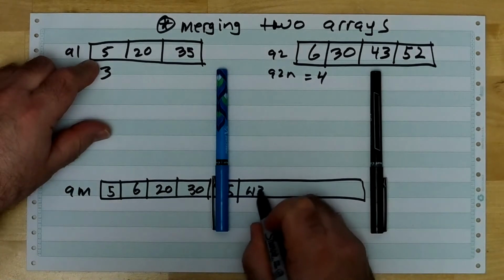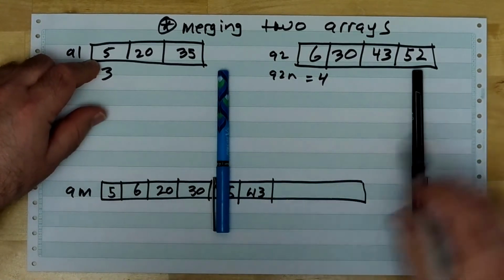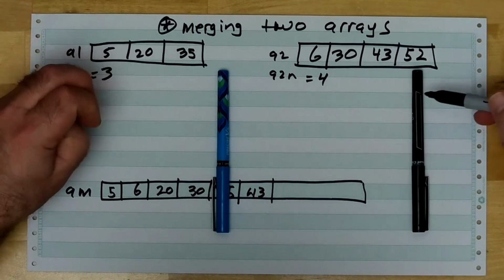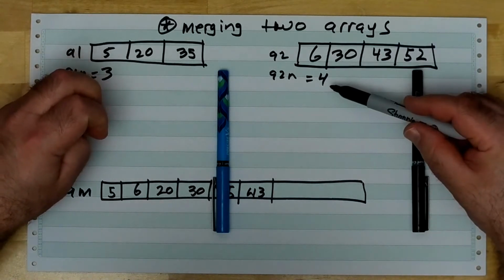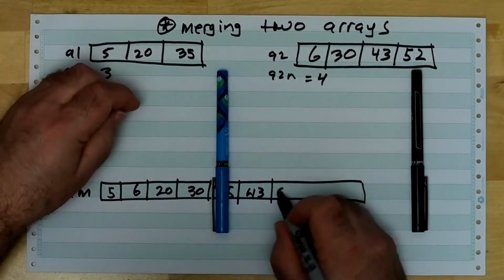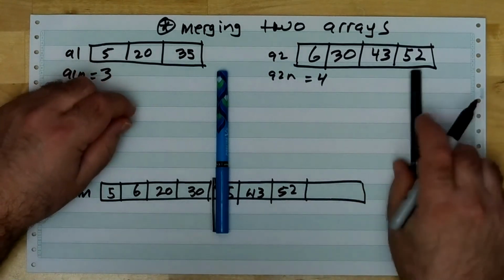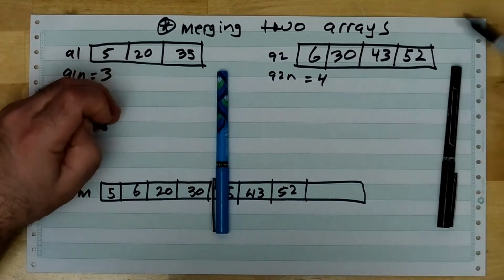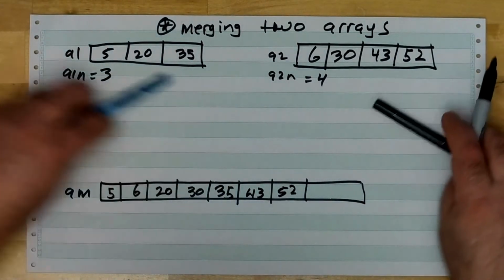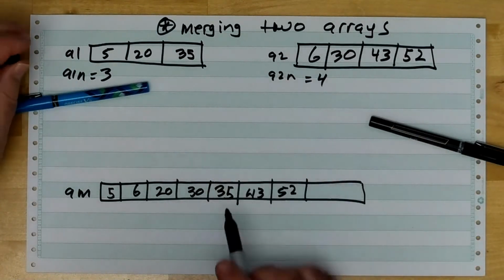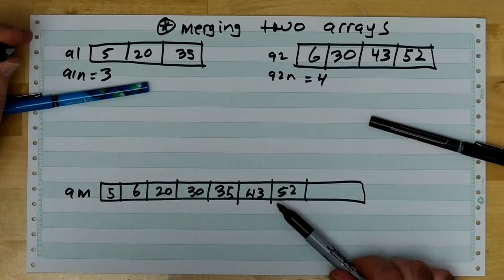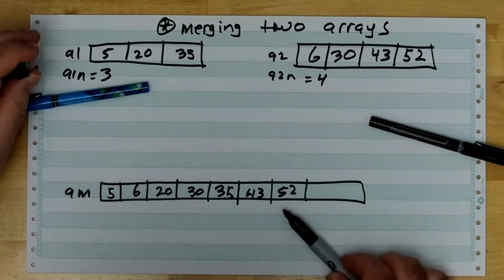So we put 43, and we advance this one. And back at the top of that loop, is black less than A to N? Yes. Copy the element down. Advance. Is it still less than this? No, it's done. We have merged these two arrays into one larger array that itself is sorted.